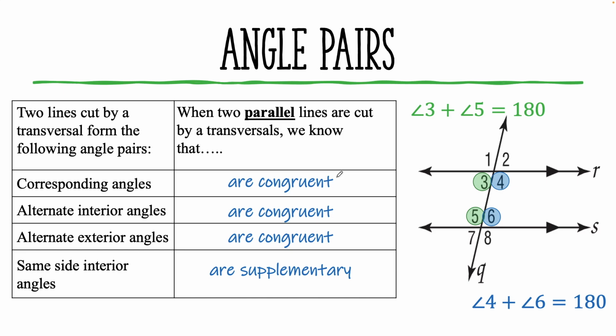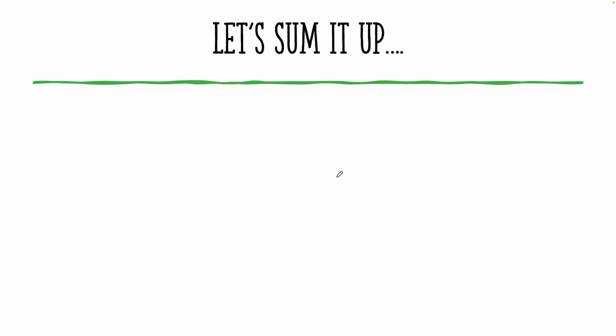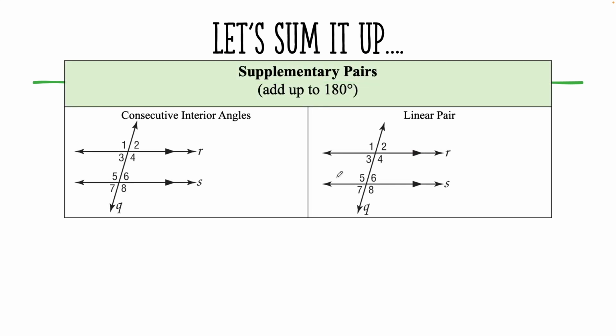Now this can all get really confusing, and we learned a lot even about linear pairs and vertical angles in a previous lesson. So let's sum it all up. Let's see if we can make ourselves a little bit of a cheat sheet, okay? So first of all, supplementary pairs. We've learned about two different kinds of supplementary pairs. One are the consecutive interior angles, for example, 3 and 5, and 4 and 6 here. And just to remind you, those are inside the parallel lines and on the same side of the transversal.